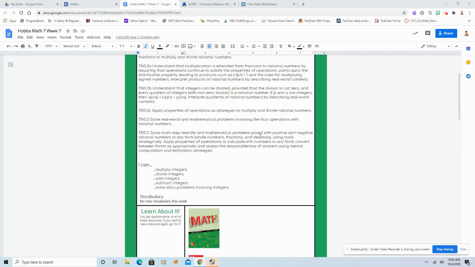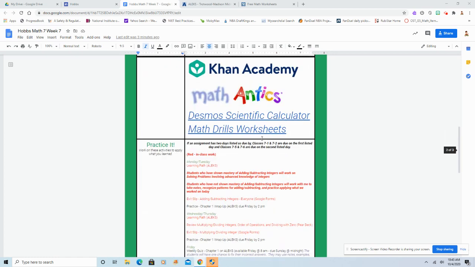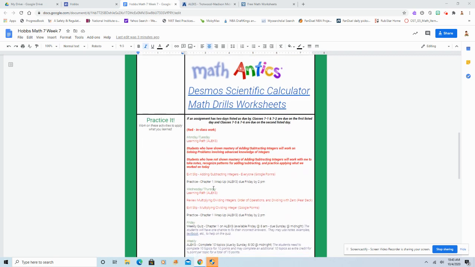A little more than half the students understand adding, subtracting, multiplying, dividing integers, while there's still some others that are a little weaker in it. So what we're going to do is review for those who need it. That would be the red right here, down here in the playlist. And then for those who don't need it, who've shown mastery of adding, subtracting integers, I got some problem solving for them to do. It's involving advanced knowledge of integers.